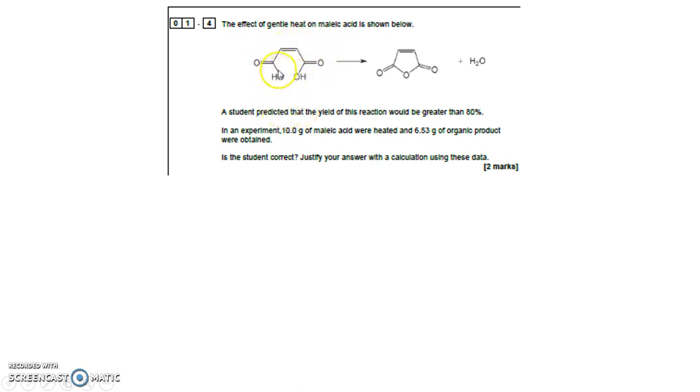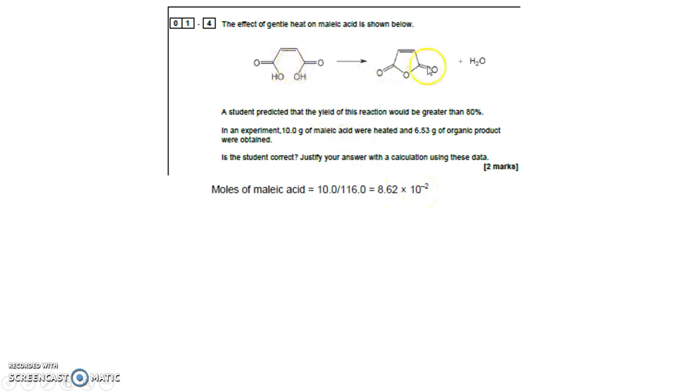If I do the MR, 4 times 12 for the carbons, 4 times 16 for the O's, and 4 times 1 for the H's will come out at 116. To work out number of moles, well, moles is mass divided by MR, so the moles of malic acid is 10 divided by 116, which comes out as 8.62 times 10 to the minus 2.